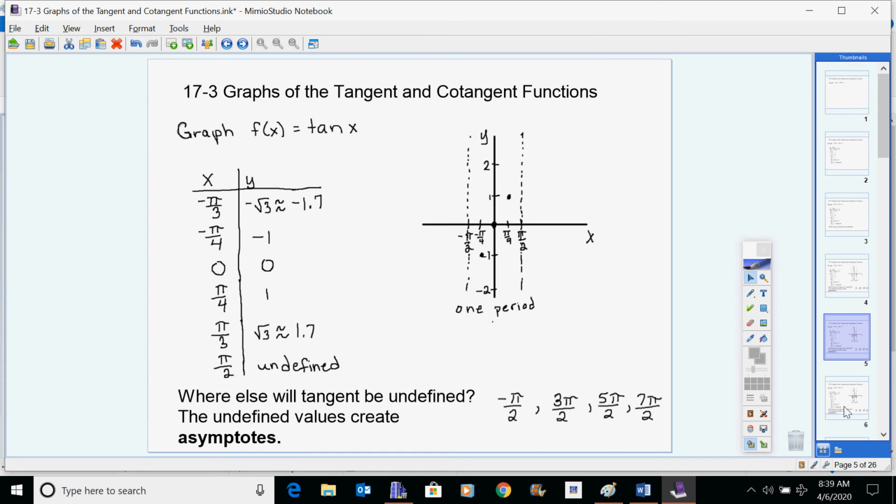So just for the sake of showing one to start with, if we put in our 1.7, which would be about here, and our -1.7 right about here, what we have is a basic idea, and as we get closer to pi over 2, it's going up and up and up, and as we get closer to negative pi over 2, it's going down and down and down.